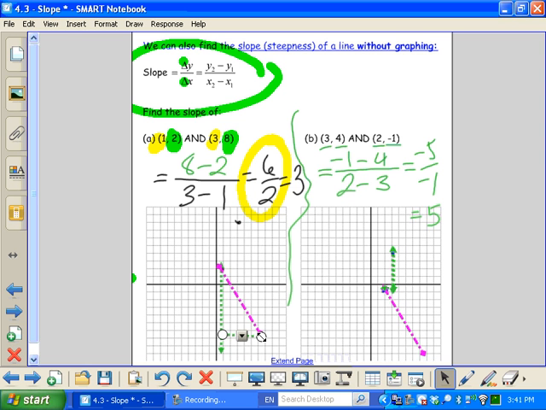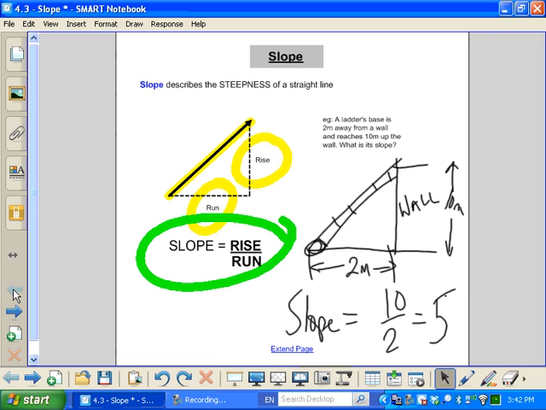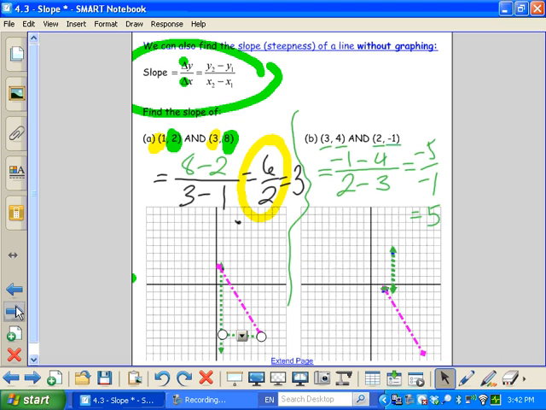Tomorrow, again, we'll pick this up as a concept. Remember, though, that slope can be described in 2 ways. It can be described as initially rise over run, and it can also be described as this delta y over delta x. So if we're talking about ordered pairs, delta y over delta x is what you're going for. If we're talking about just a real life situation, a ladder or a ski slope, we're probably going to talk about rise over run.